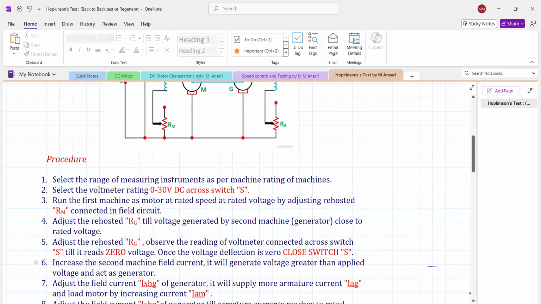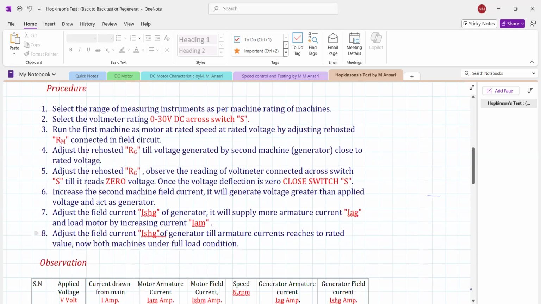It is very necessary that before conducting the practical, we ensure that the switch is open. Increase the second machine's field current till it generates a voltage greater than the applied voltage and acts as a generator. Adjust the field current ISHG, the shunt field current of the generator, so it will supply more armature current to the motor. Now adjust the field current ISHG of the generator till the armature current reaches the rated value. Now both machines are under full load condition. So this is the procedure, one by one.